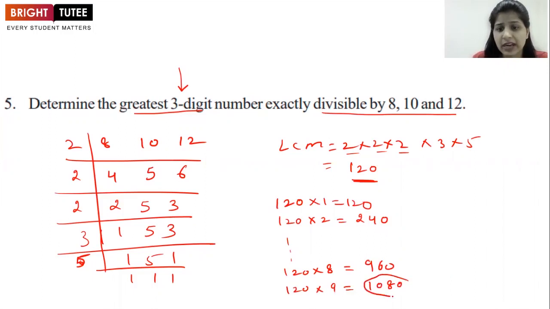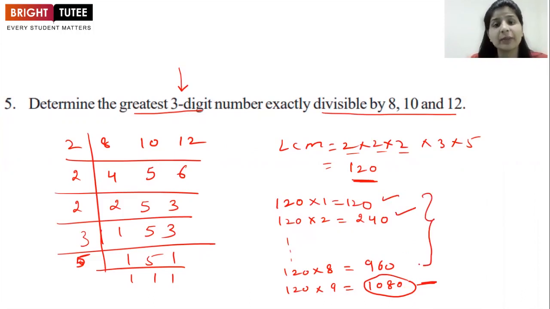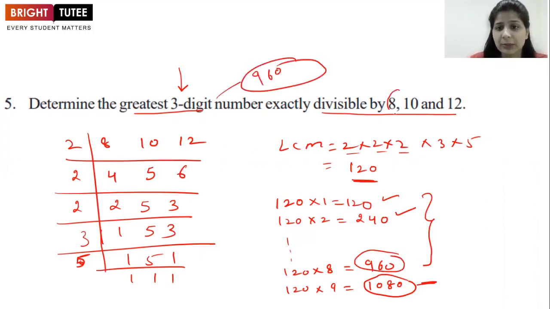So this is now starting with 4 digits. So after 8, we will get a 4 digit number, okay? But we are looking for the greatest 3 digit number. So all of these from here to here will be 3 digit numbers. Out of all, the greatest one is 960. So the greatest 3 digit number which will be divisible by all the three numbers 8, 10 and 12 is 960. This is how you calculate.